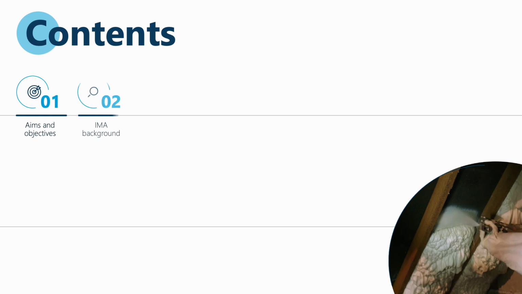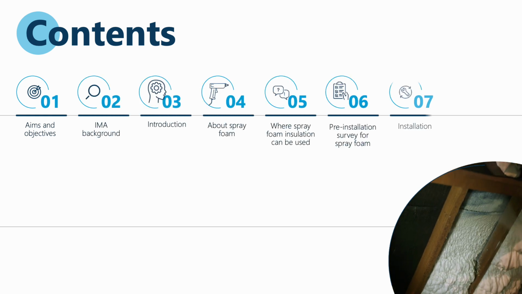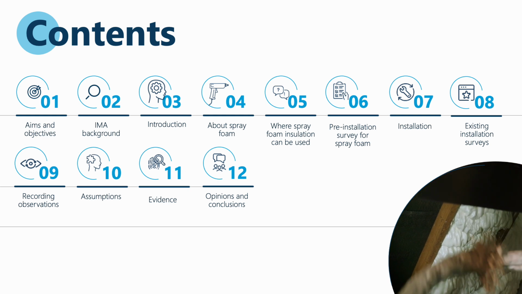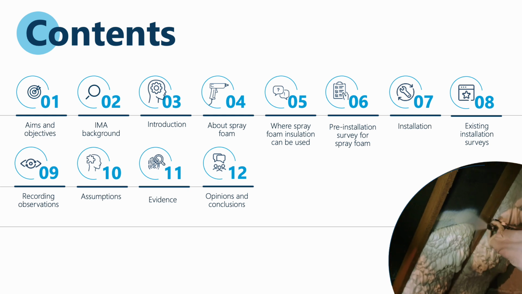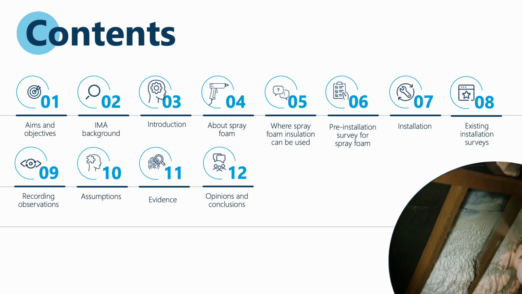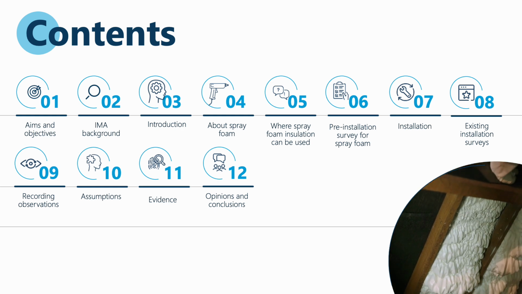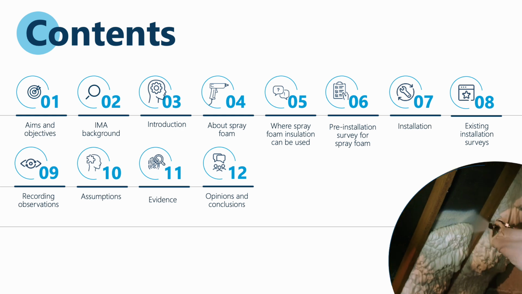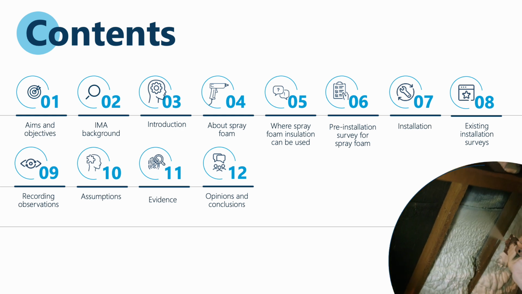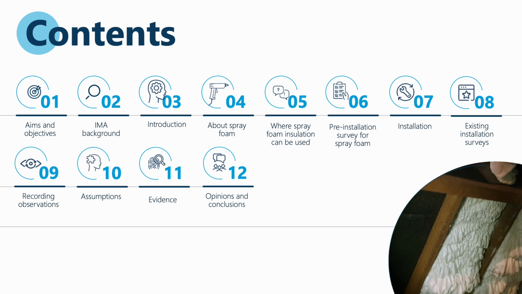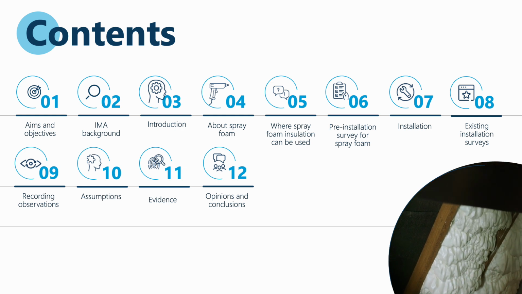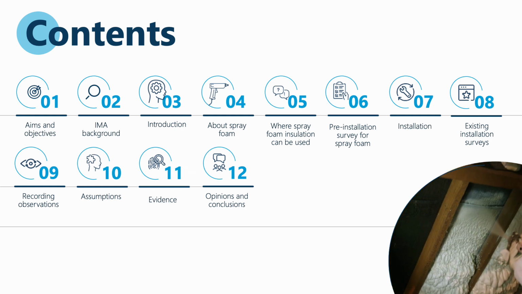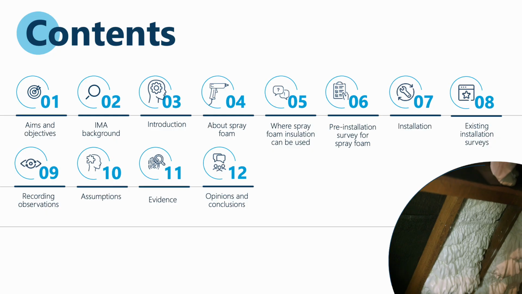The presentation consists of 12 sections as follows: the aims and objectives of the presentation, some background about IMA, a general introduction, information about different types of spray foam, where spray foam can be used and the applications on domestic roofs, what happens during a pre-installation survey, how spray foam is installed, information about surveying existing properties, recording observations, assumptions, evidence, opinions and conclusions.